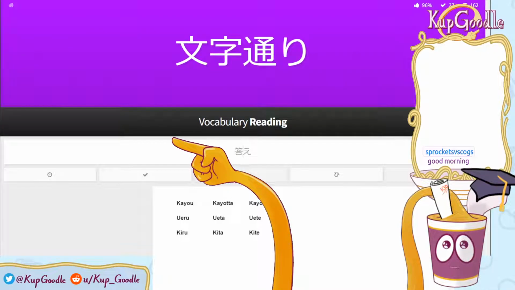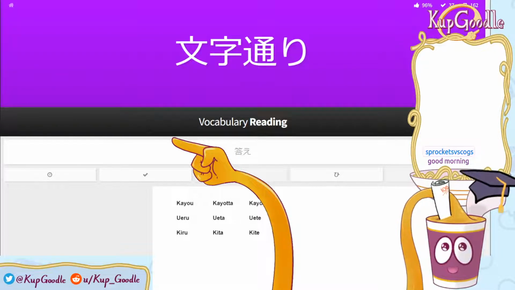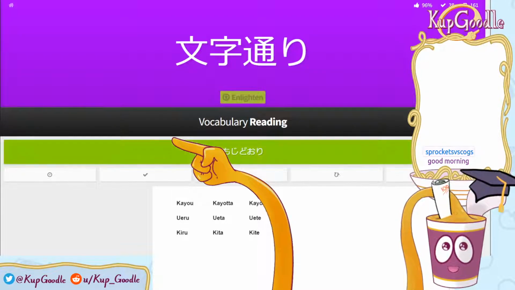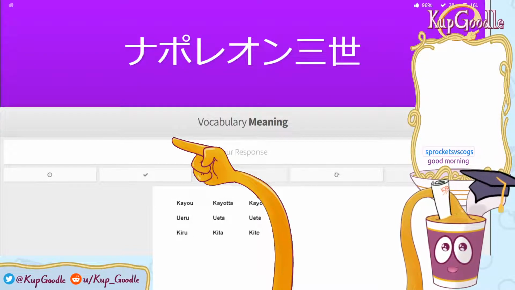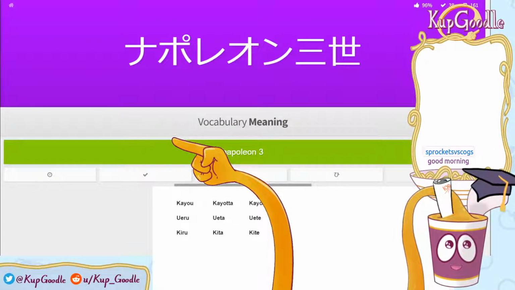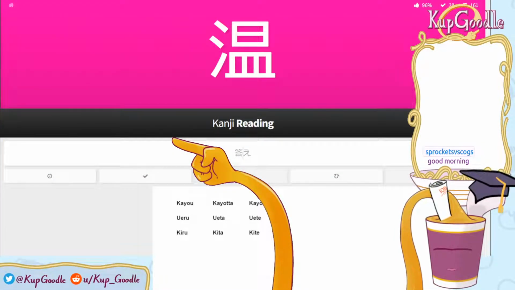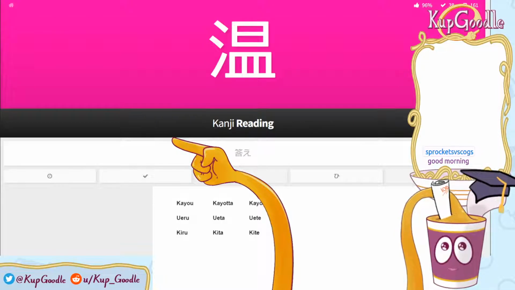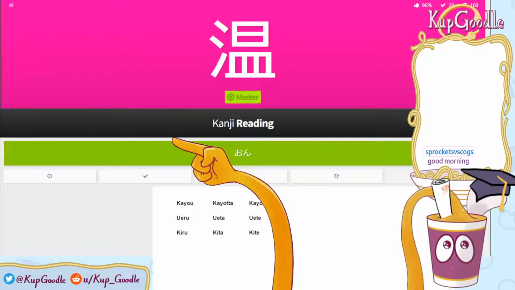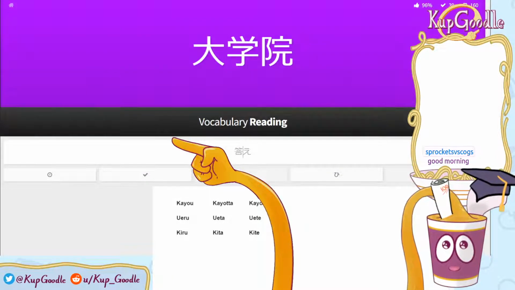Grad school. Moji dori, to the letter, literally. Moji dori. Napoleon Sensei is Napoleon 3, the sequel to Napoleon 2. My least favorite trilogy. And yes, I will make that joke every single time that comes up. It helps me remember. Daigakuin.